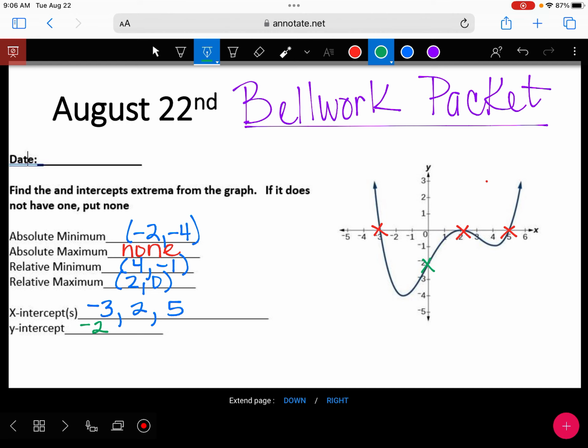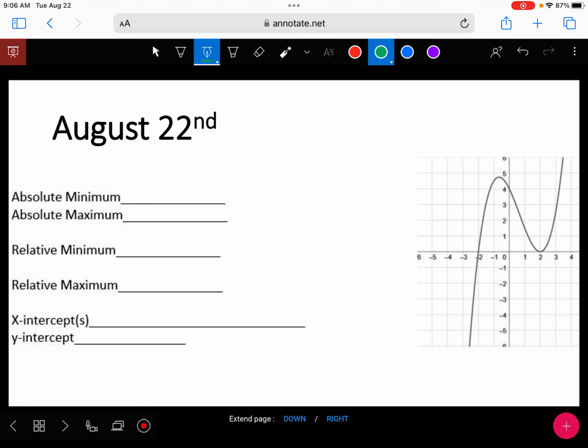All right, there's a second graph. Let's go ahead and look at that second graph. And we're going to answer those same questions about the second graph. Go ahead and add arrows to the graph.